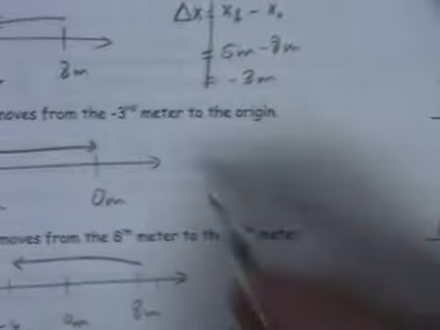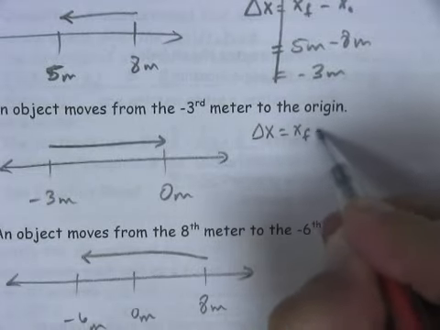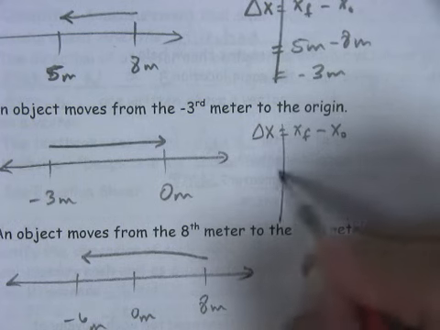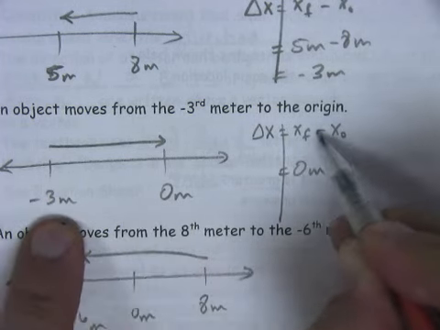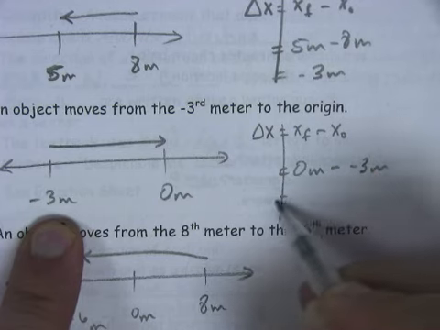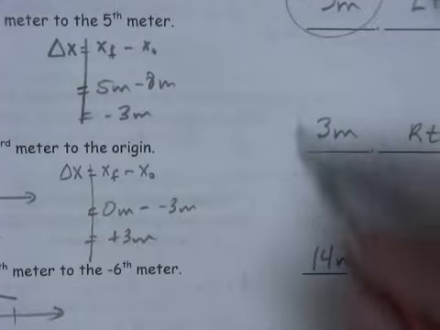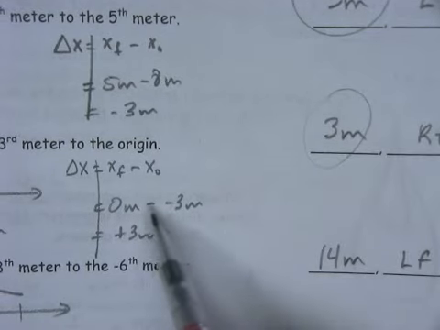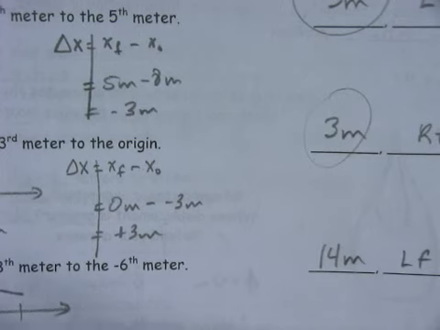Okay, here's the next one. So delta x is equal to final position minus initial position. We finished at the 0 minus the negative 3 meters. And we get positive 3 meters on that one, and that's what we get right here. If you mess up on this one, I think people just forget the 2 negatives. So one negative comes from the equation, and the other negative comes from the negative 3 that's in the question.